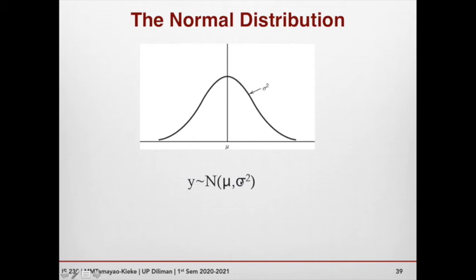Now, we use this notation to denote that y is normally distributed with mean mu and variance sigma squared. The probability distribution of y is given by f of y in this equation here, where mu is between negative and positive infinity, and sigma squared is greater than 0.